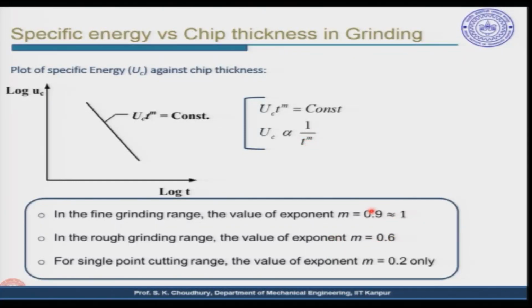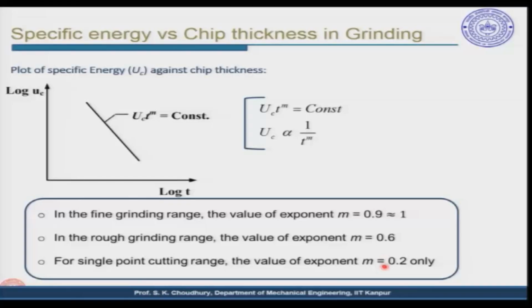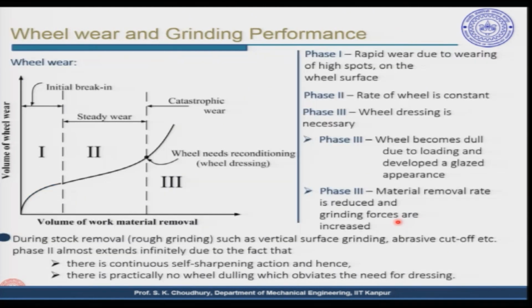To compare with this, for example, in case of single point cutting, the value of exponent m will be about 0.2, because there are a lot of imperfections and the specific energy is less, because the shear stress required to remove the material, or to create the plastic deformation, create the slip, is less. So, therefore, this indicates that the specific energy in the turning process will be less than in case of, for example, fine grinding. Now, let us see how the grinding wheel wears out.